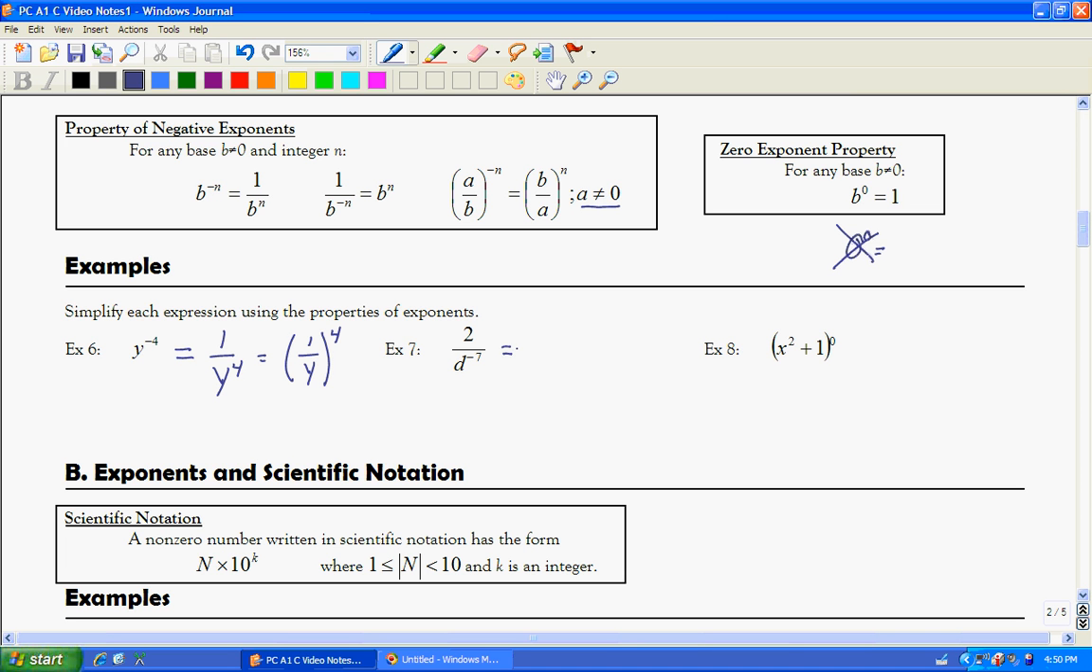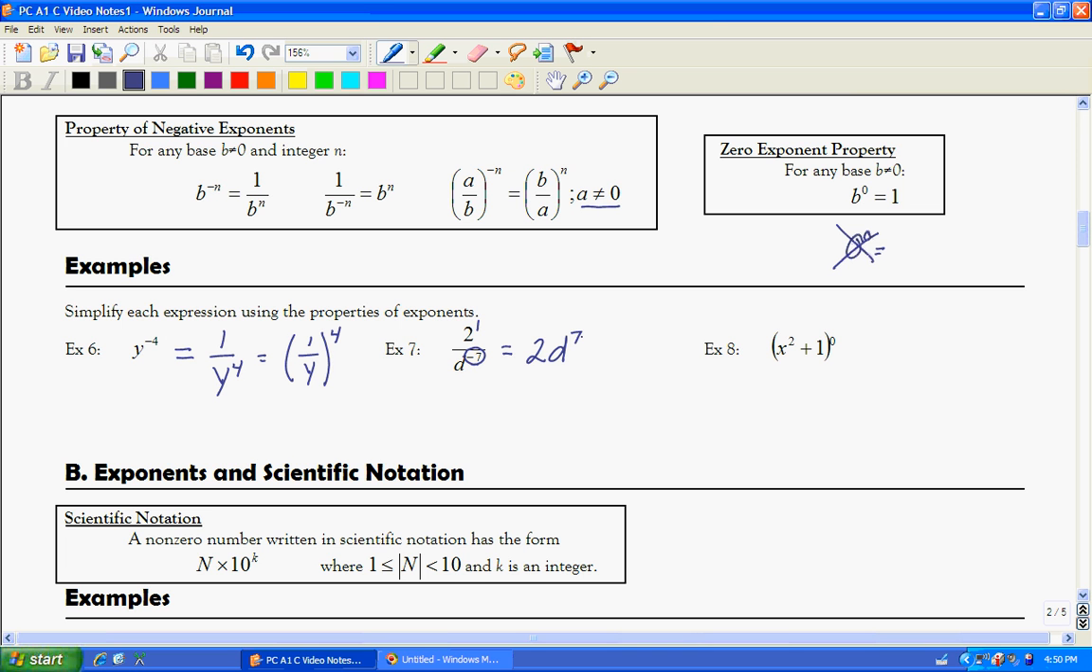Let's take a look at example number 7. This is 2 to the 1st power. And you'll see that that power is positive. It's a positive 1, so we don't need to change its location. It's already positive. The only one we need to change is d to the negative 7th. To make that positive, it's in the denominator, move it to the numerator. So we have 2d to the positive 7th.